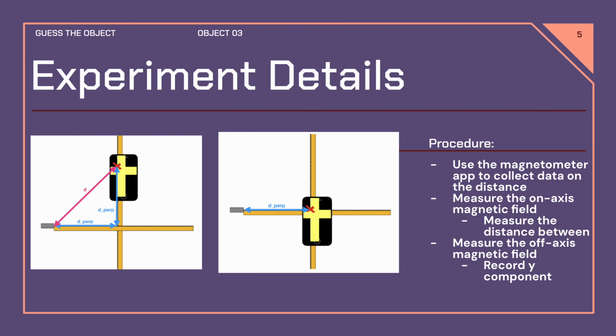The procedure for this experiment starts by first finding a magnetometer app on your phone to collect the data, and then determining the location of the magnetometer sensor on your phone. Then you need to measure the on-axis magnetic field by measuring the distance between the magnet and the sensor. Finally, we had to measure the off-axis magnetic field.